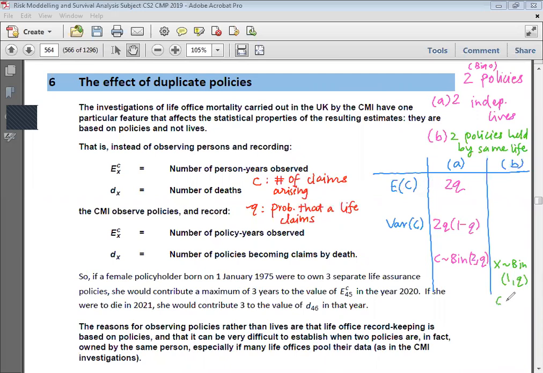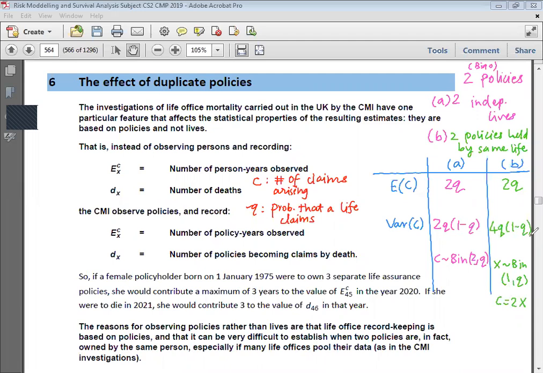So my C here is 2X. Now if I want to figure out the expectation of C, it will just be 2 times the expectation of X, which is Q. So the expectation remains the same, 2Q. But what happens to my variance? The variance will come out as a square, right? So you will have 4 times Q times (1 minus Q).